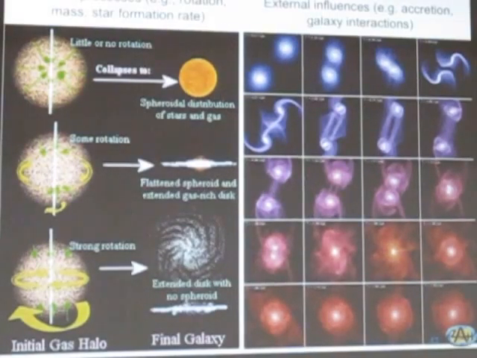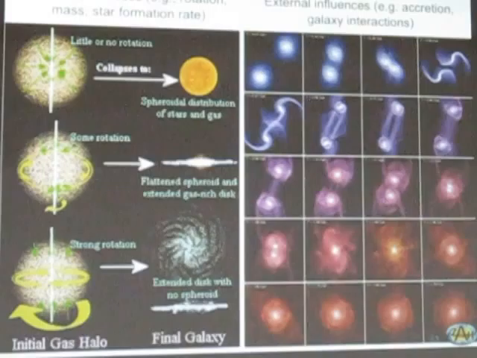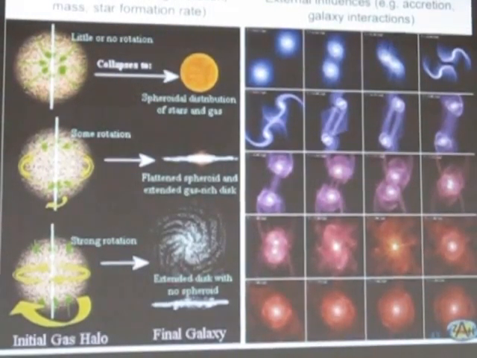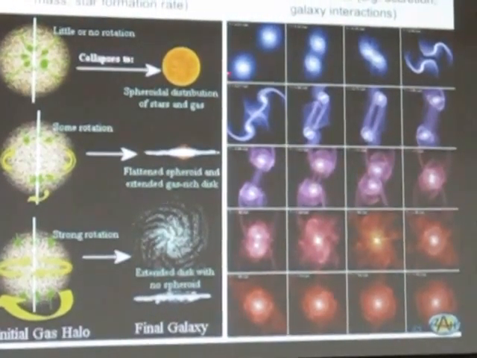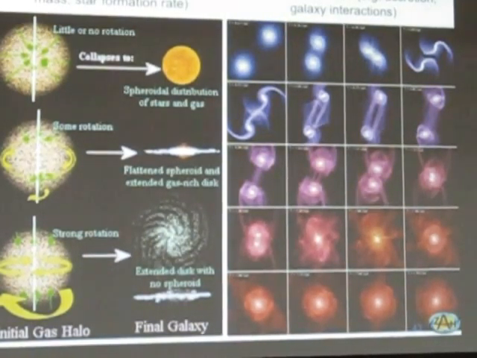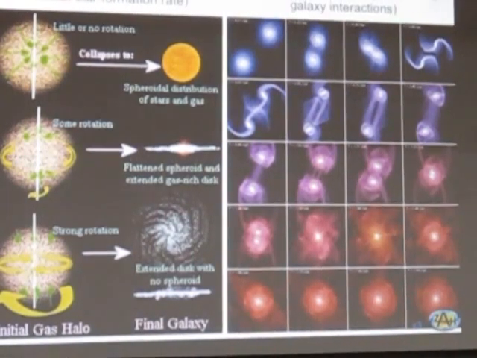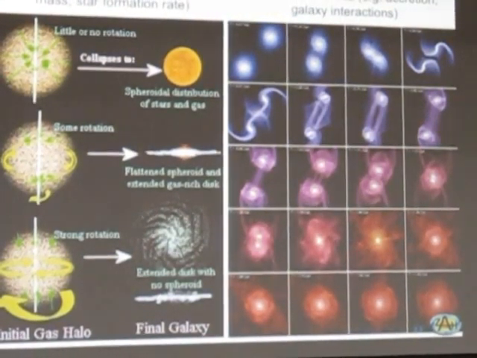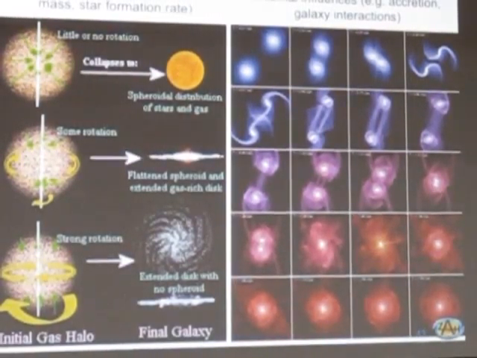However, we also know that, of course, external influences are quite important, such as mergers with smaller units, as you saw in the previous cosmological simulations. If you have mergers of roughly equal mass galaxies, or generally very massive galaxies, in the end, even if these galaxies initially had spiral structure, you end up with something that looks like one single massive elliptical galaxy. So both effects play a role.